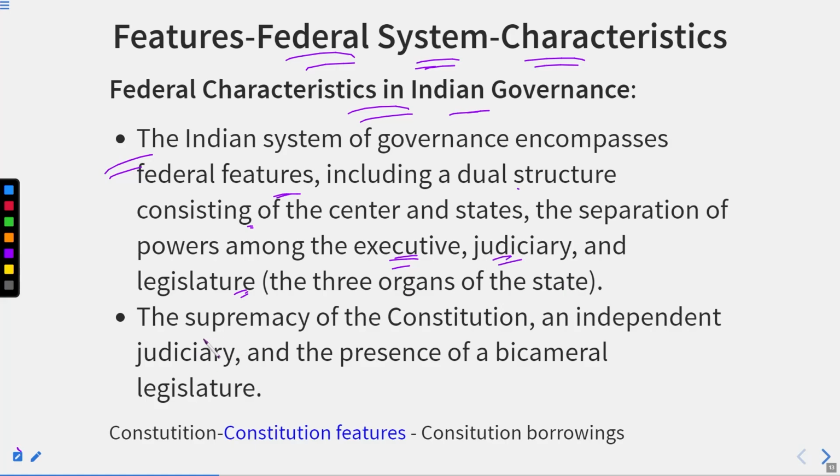Okay, the supremacy of the constitution, an independent judiciary, and the presence of a bicameral legislature form a federal system. Okay, supremacy of the constitution, because we have a written constitution, everything has been written down in a proper manner. Thereafter, the independent judiciary. Remember in the topic of the subordinate court, high court, and supreme court, I had told you the government has no control to decrease the power of the court. They could only increase it but not decrease. Okay, thereafter, the bicameral legislature.